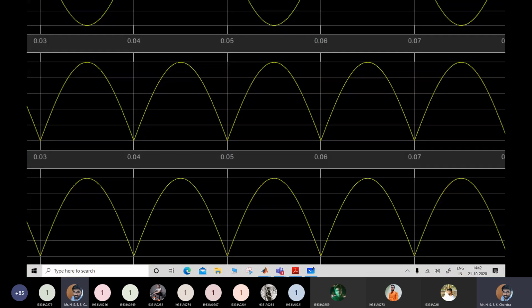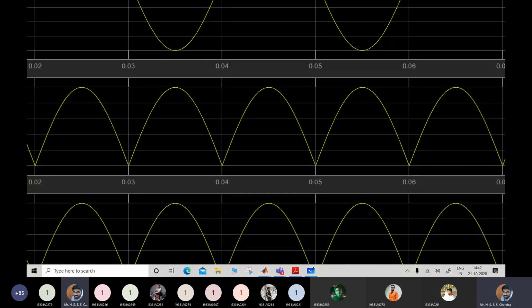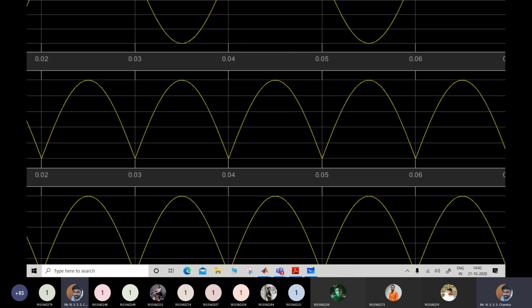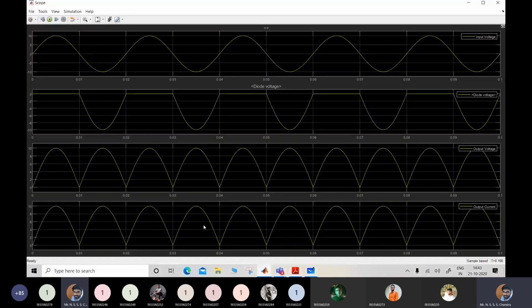The major difference you are seeing from the half wave rectifier to the full wave rectifier is that in the half wave rectifier, for the negative half cycle the output value is equal to 0, whereas in a full wave rectifier circuit in the bridge configuration, for the negative half cycle of the supply you are getting a positive half cycle in the output, and your output voltage frequency is doubled.